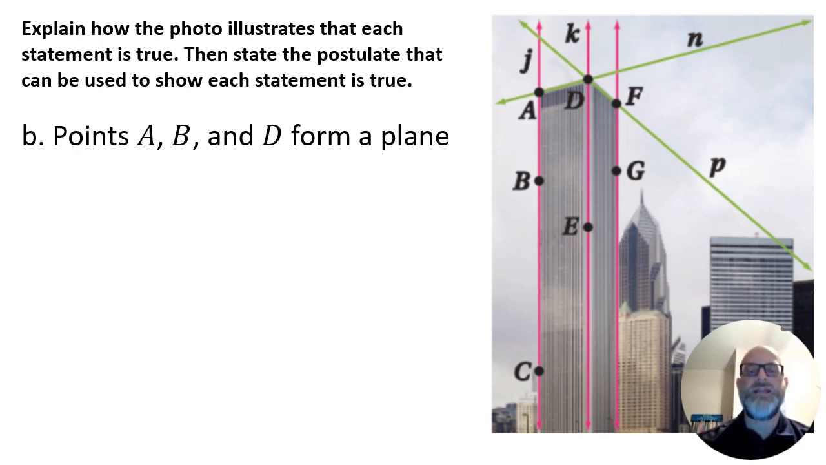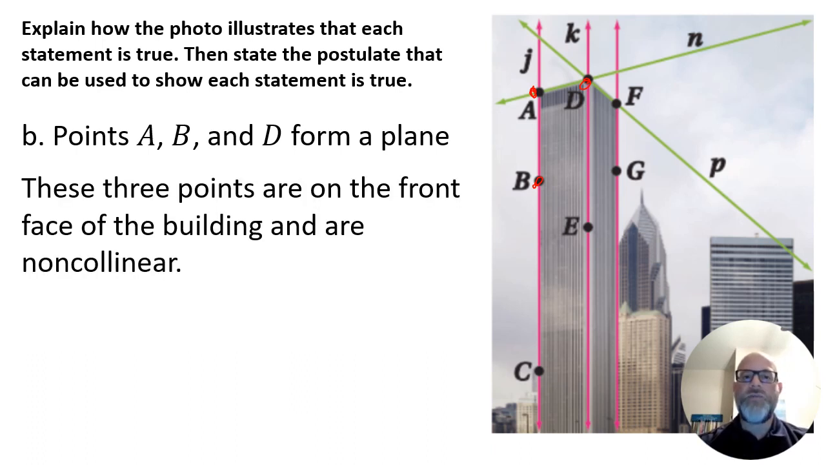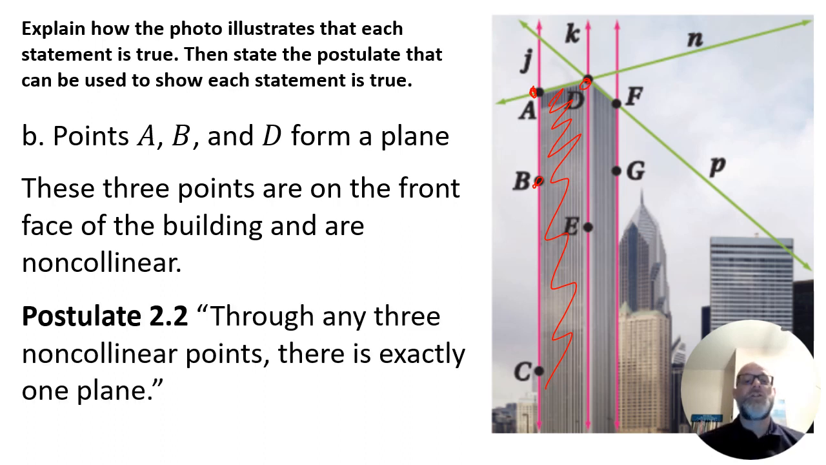Points A, B, and D form a plane. What do you think? Point A, point B, and point D form a unique plane? Yes? Yeah, you would agree with that. When you put it in language the average person can understand. Sure. 3 points are on the front face of the building. They're on the front face of the building and are non-collinear, meaning not on the same line. Yeah. Which postulate from our list of 7 will justify this statement? Points A, B, and D form a plane. It was postulate 2.2. Through any 3 non-collinear points, there's exactly 1 plane.